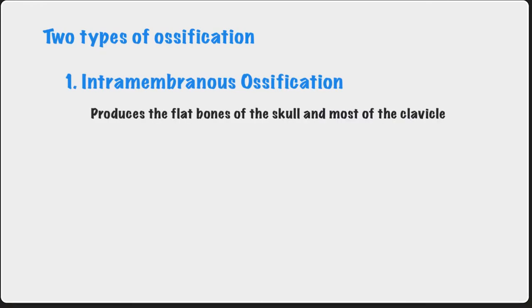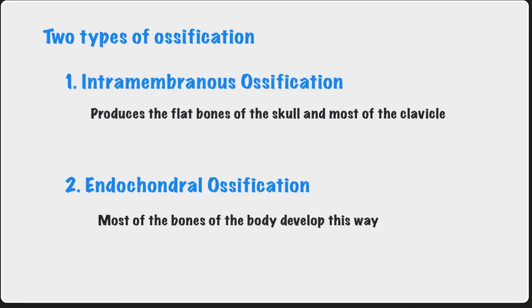The other type of ossification is referred to as endochondral ossification. This is the process by which most of the bones of the body develop: the vertebrae, ribs, scapula, pelvis, bones of limbs, etc. We are going to take a closer look at how both of these types of ossification happen and what's the difference between them, because obviously they are very different from one another.